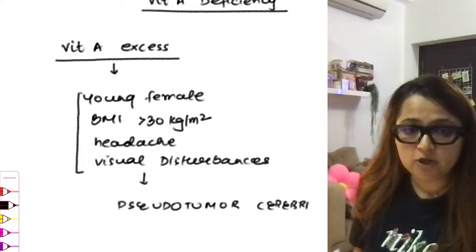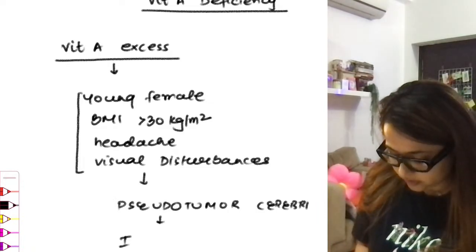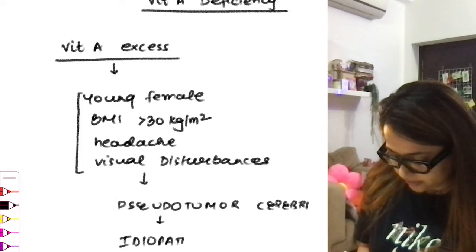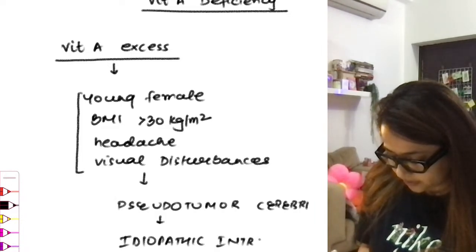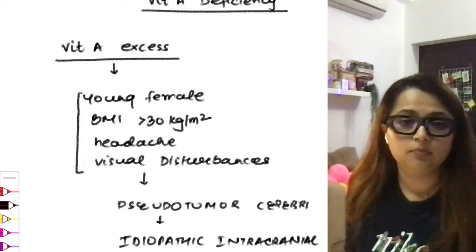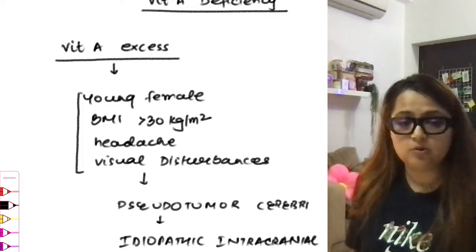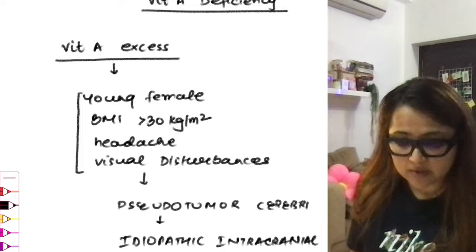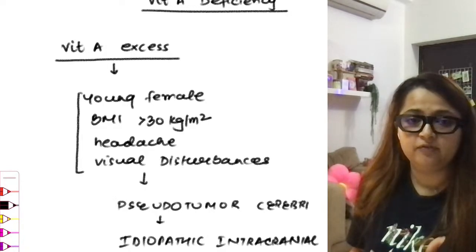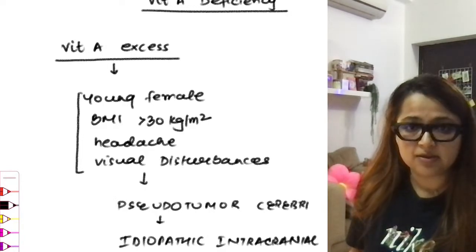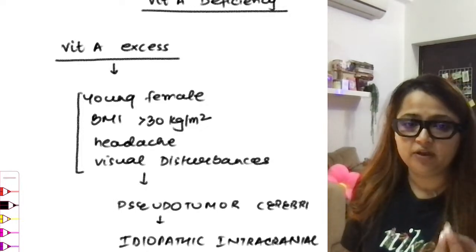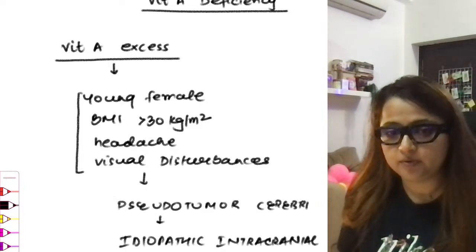You can also call it idiopathic intracranial hypertension because the cause is not known. So this is pseudotumor cerebri, and in this the intracranial pressure is raised, and due to the raised ICP, the patient will have papilledema, visual disturbances would be seen, and headache would also be there. So a young obese female complaining of headache and visual disturbances, you can think about pseudotumor cerebri.